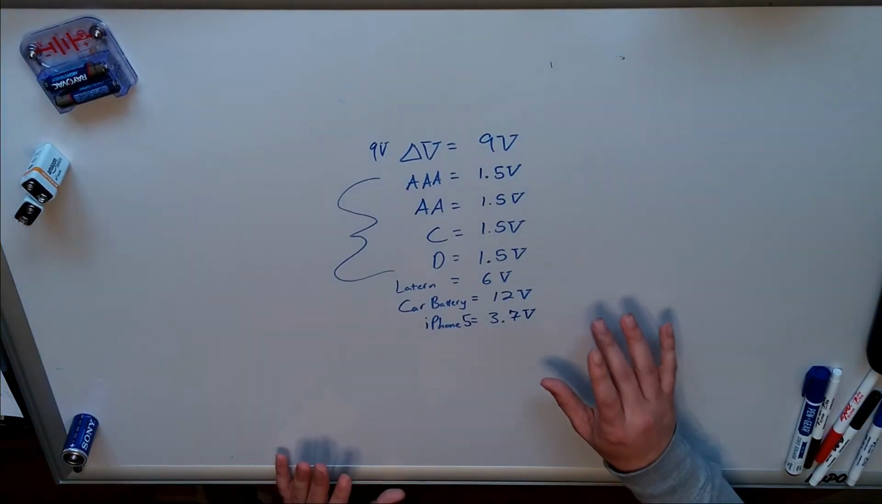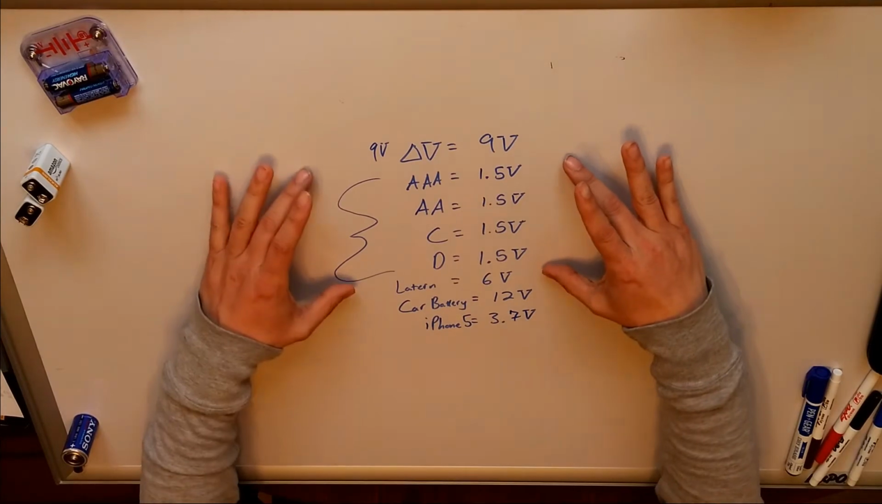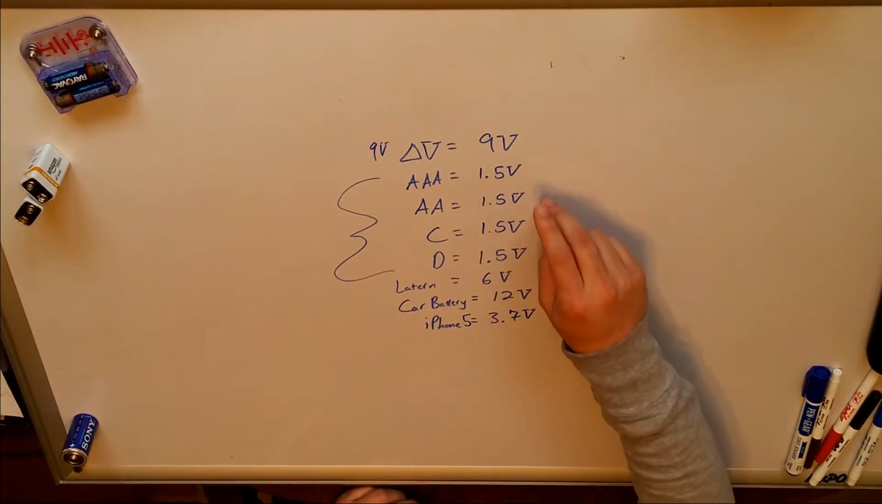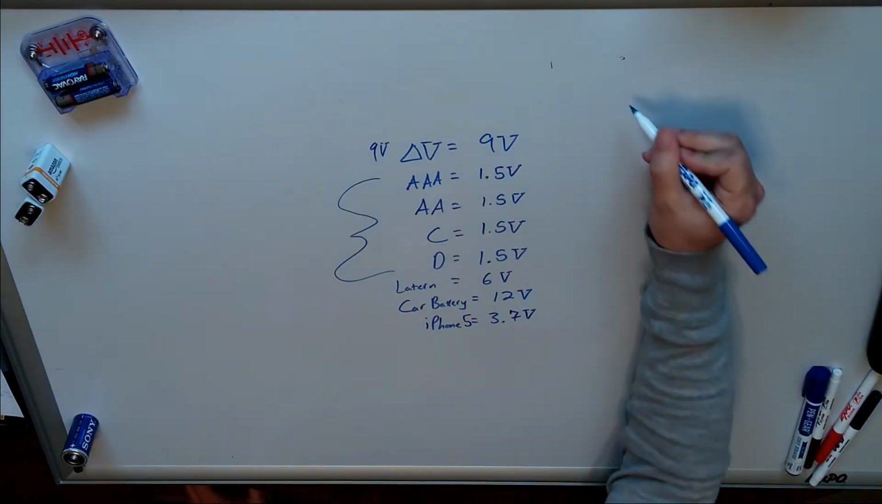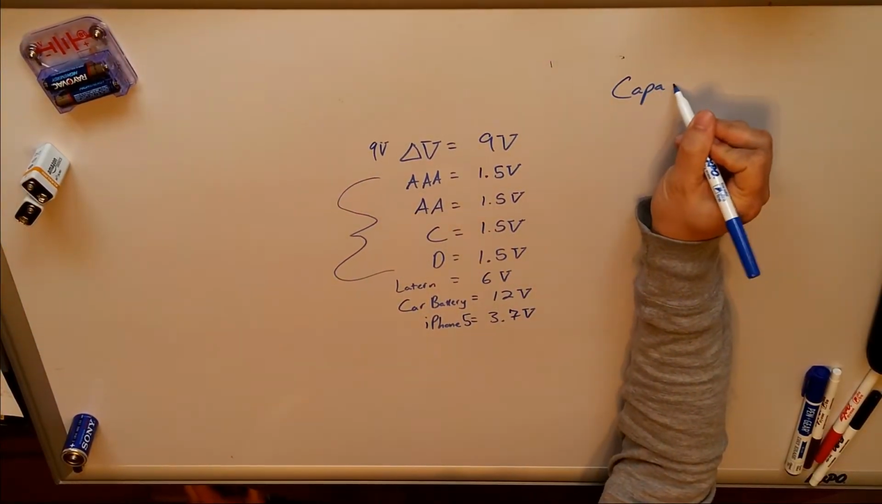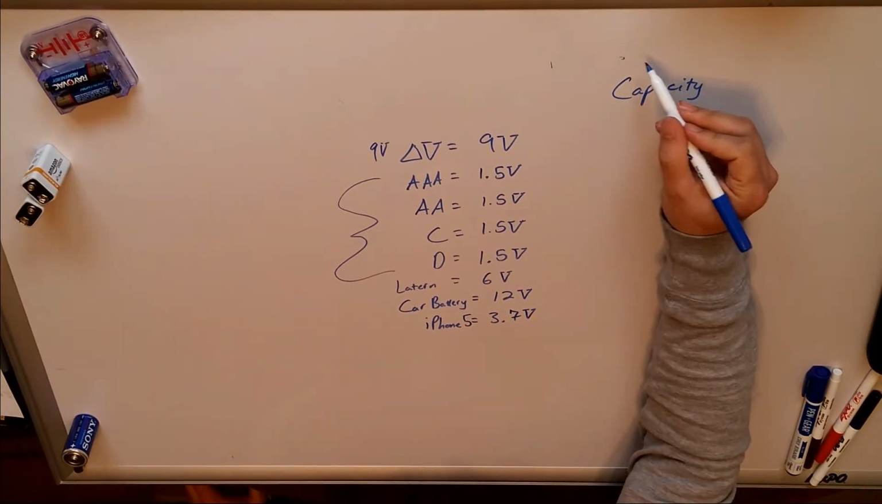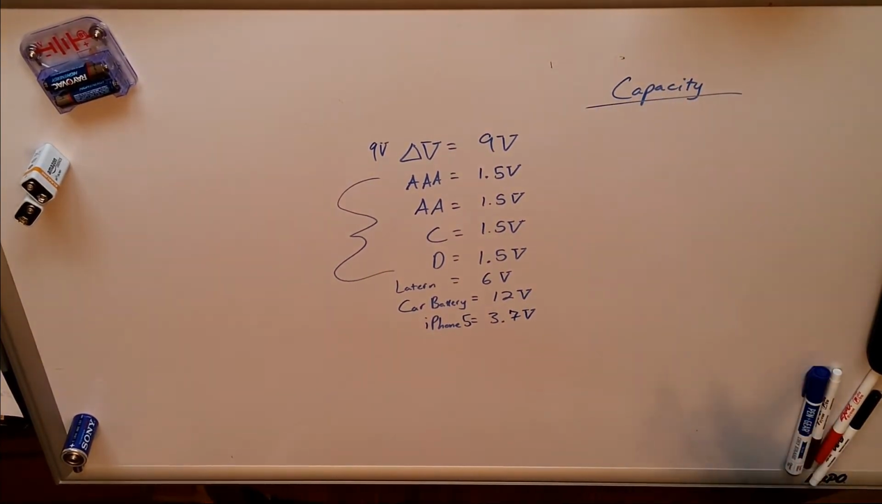So one of the things you've got to understand is that while the main batteries we use have the same potential difference, the same voltage, they are not all the same battery, and that explains why we use different batteries for different applications. There's another thing that we can talk about. It's called capacity, is usually what it's referred to for batteries, the battery capacity.